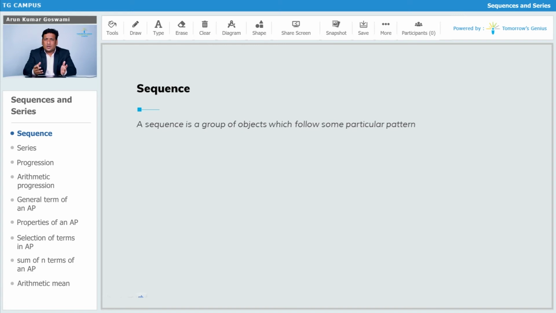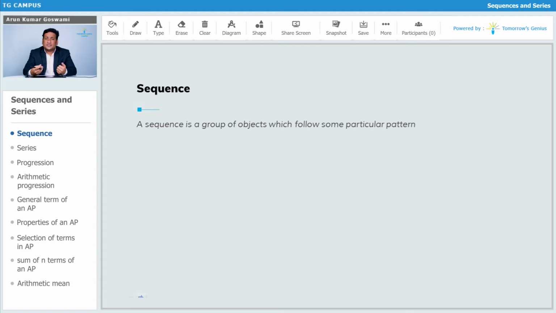Sequence. We'll talk about the sequence. What is a sequence? Normally, when I talk about a sequence, we say some numbers, like 1, 2, 3, 4, 5, something like that. But actually, a sequence means some numbers, yes, but with some pattern.